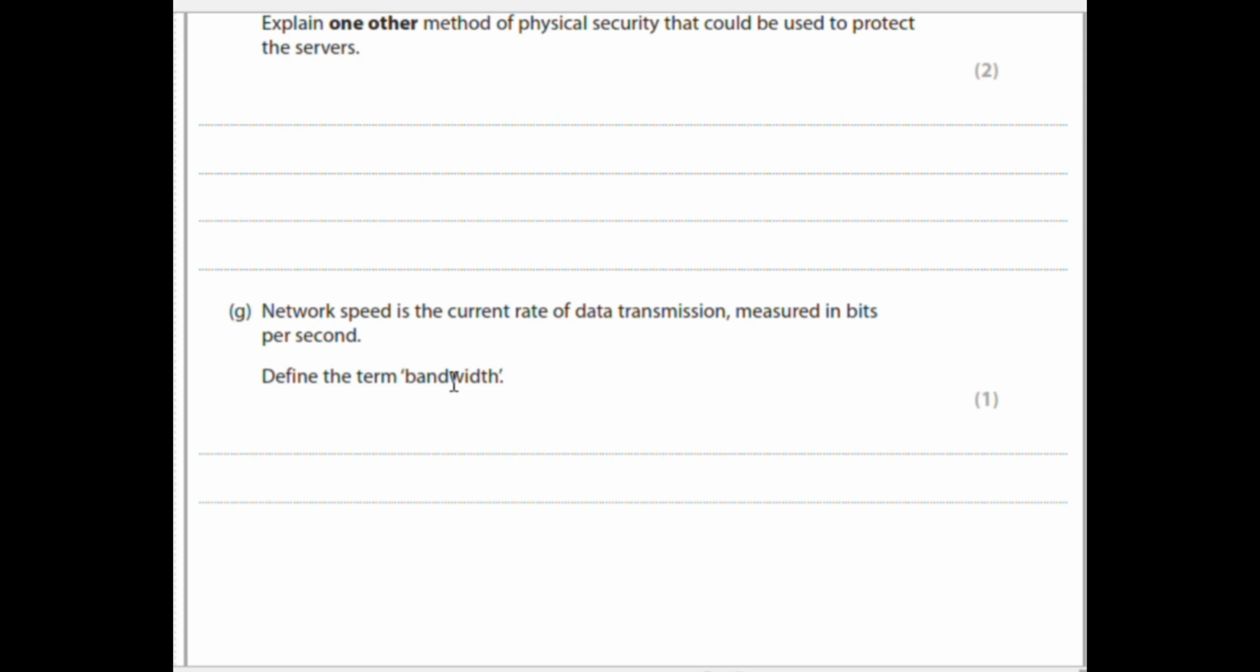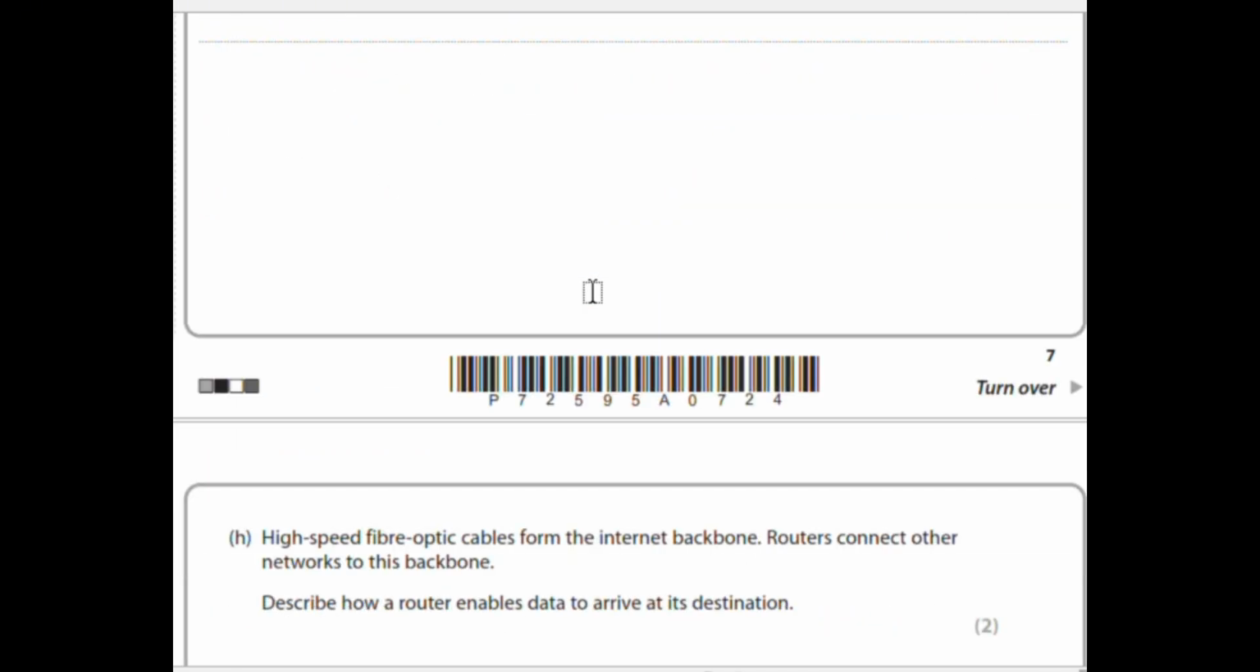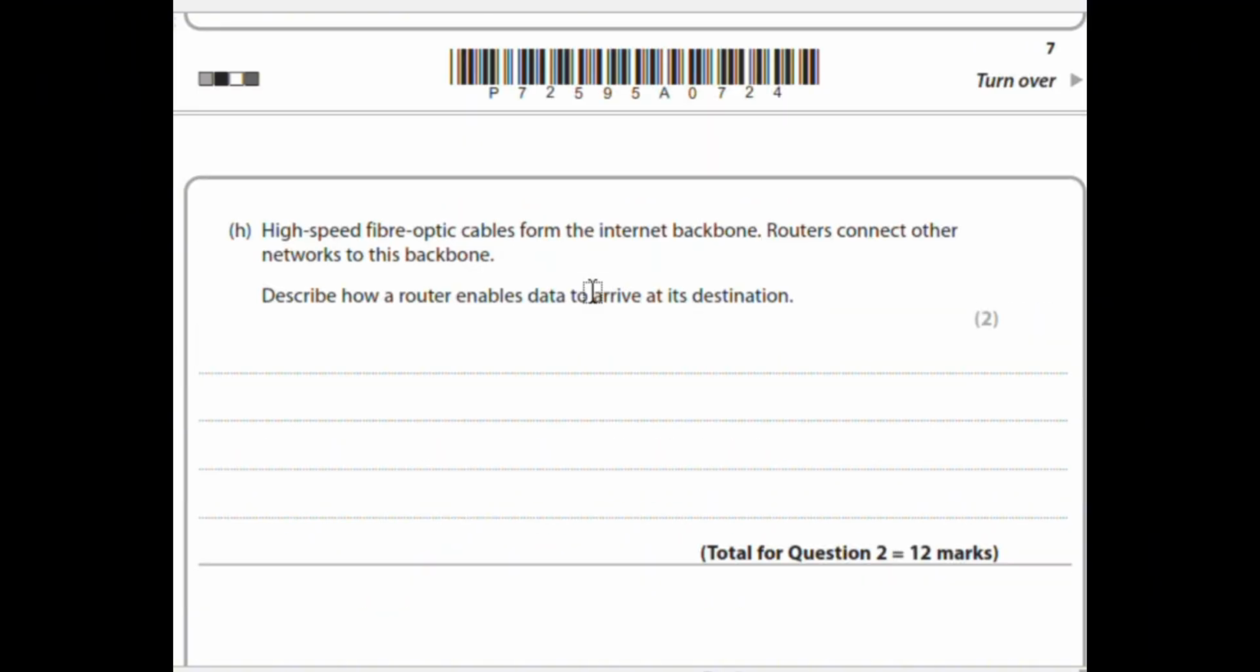Okay, another question, alafu tufungia hapo. Inauliza network speed is the current rate of data transmission measured in bits per second. Define the term bandwidth. Okay, you are just supposed to define the bandwidth, and bandwidth is also measured in bits per second, just like speed, but the definition is different.